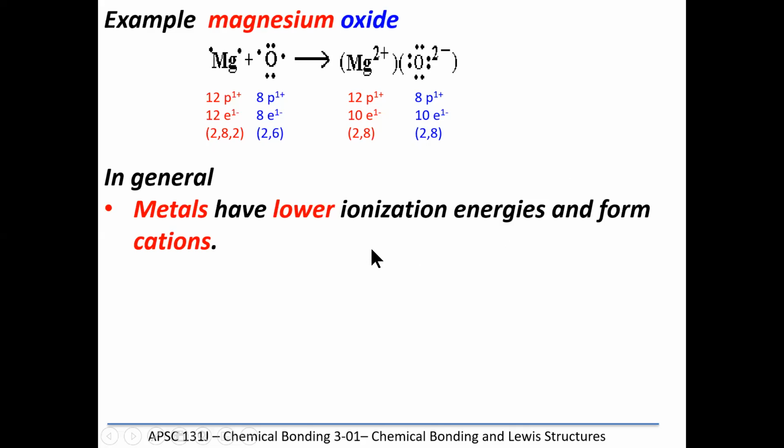In general, metals have lower ionization energies and form cations. An ionization energy is the amount of energy it takes to remove an electron from an atom. So magnesium only has 2 electrons. Those electrons are fairly far from the nucleus, so they're easily removed. As we add protons to an atom's nucleus and the same number of energy levels, the energy levels get pulled closer, so the electrons are harder to remove because they're closer to the nucleus.